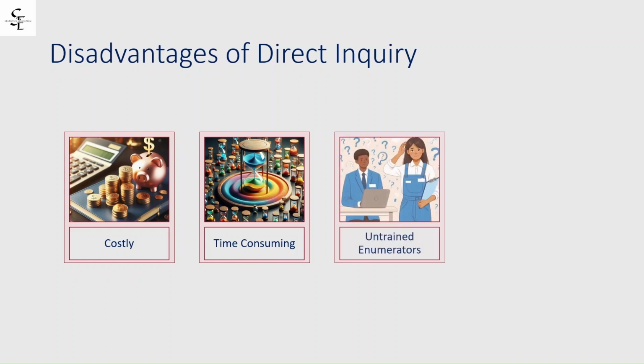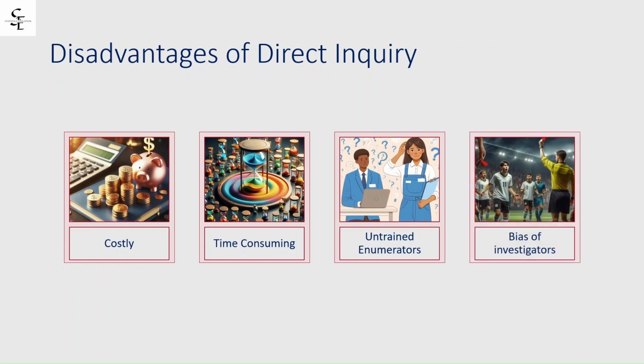The next point is untrained enumerators. If the enumerators are untrained, they may find it difficult to gather the data accurately, potentially omitting details and compromising data accuracy. The last point is bias of investigator. If investigators are biased, they may collect data unfairly, potentially skipping certain geographical areas, age groups, or other aspects, which compromises the reliability of the data.